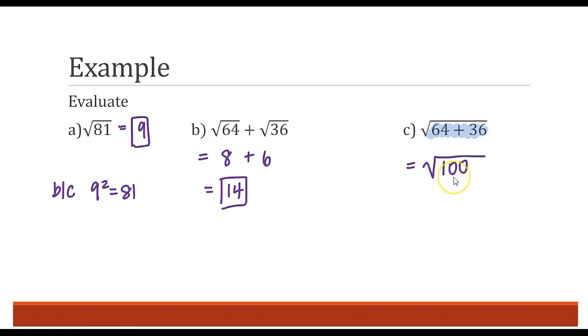And now the square root of 100. What number squared equals 100? That's going to be positive 10.